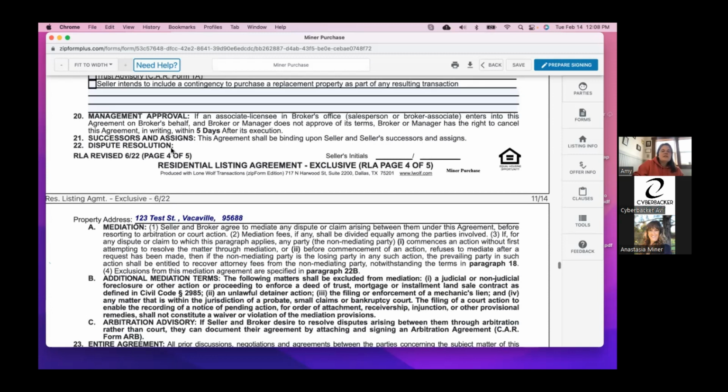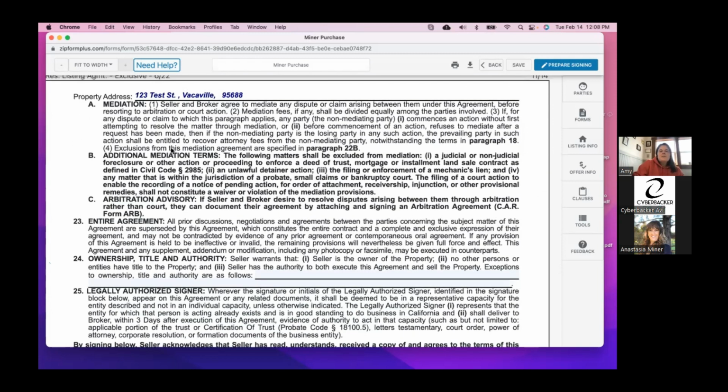Dispute resolution is section 22. Mediation. Seller and broker agree to mediate any dispute or claim arising between them under this agreement before resorting to an arbitration or court action. Mediation fees, if any, shall be divided equally among the parties involved. If for any dispute or claim to which this paragraph applies, any party commences an action without first attempting to resolve the matter through mediation, or before commencement of an action refuses to mediate after the request has been made, then the non-mediating party is the losing party.